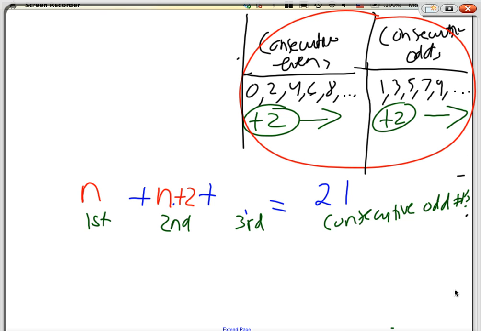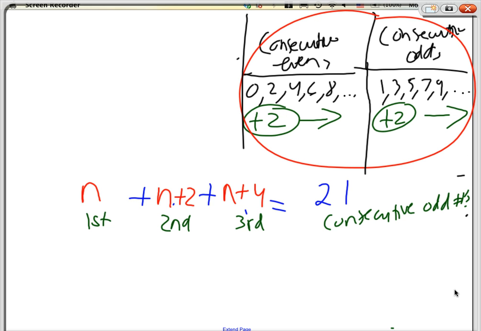Because each number is being skipped by 2. Even if it's odd, I don't really care. But notice from one odd to the next, it's skipping by 2. What do you think the next one's going to be? n plus 4. Are we clear on that? On how to define our numbers? Okay, so watch what happened.